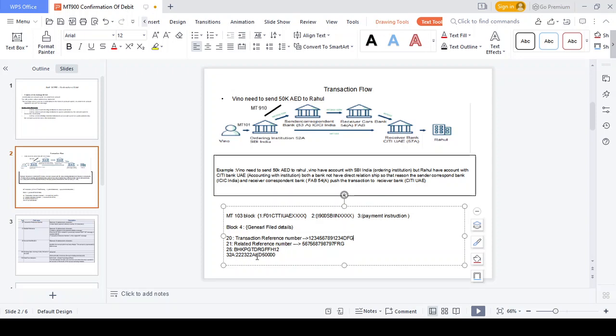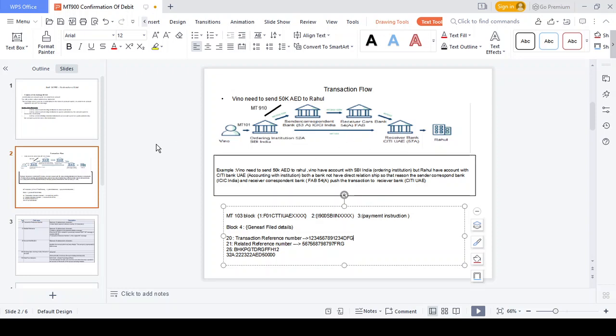Next comes the date, currency code, and how much amount is transferred. The date is mentioned in the format YYMMDD. The currency code is a 3-letter code, AED, USD, or based on the country's currency code, and how much amount is transferred is mentioned here. This is for the MT103 single direct transfer.